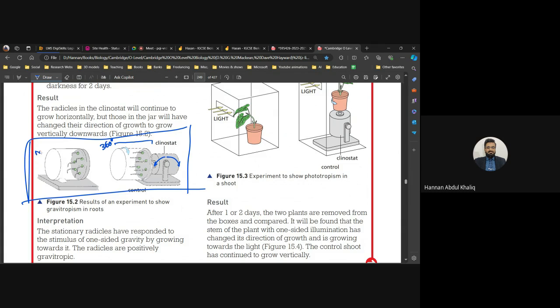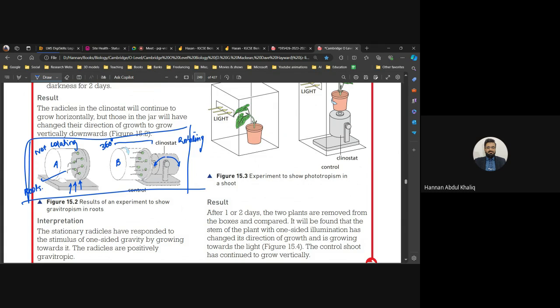Now, if you focus in this particular highlighted section, you have two setups. In one, you are not rotating it, and in the other, you are rotating it. Let's say this part is A and this is B. The gravity is only falling on the seedlings. These are seedlings, remember, and these are roots. The gravity is only falling in A from below.